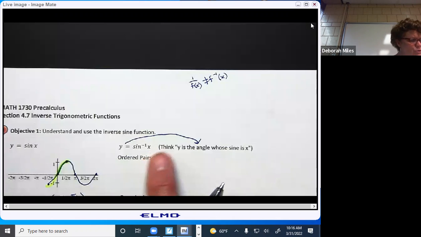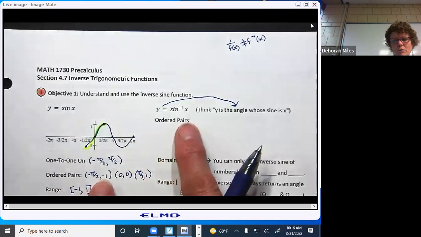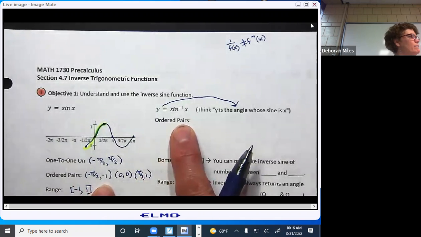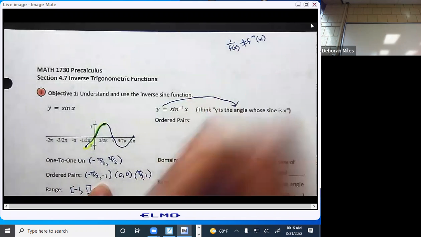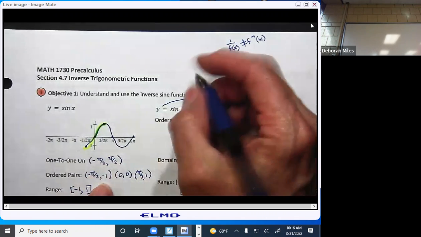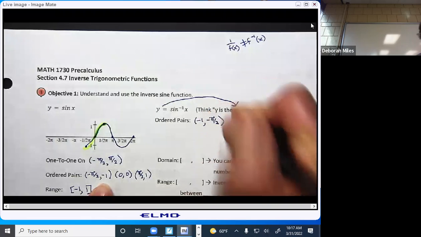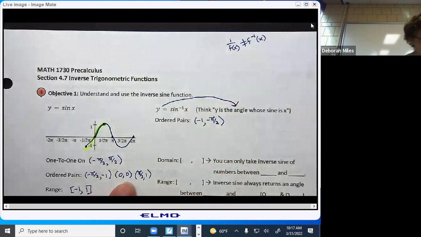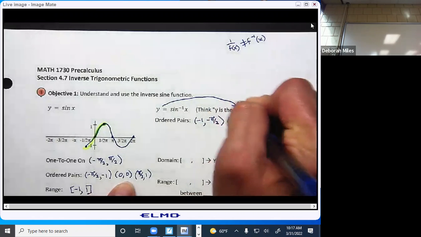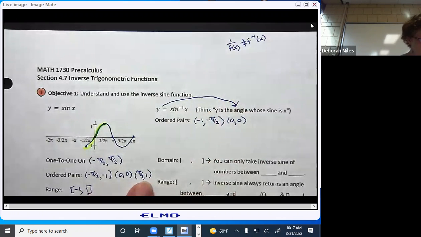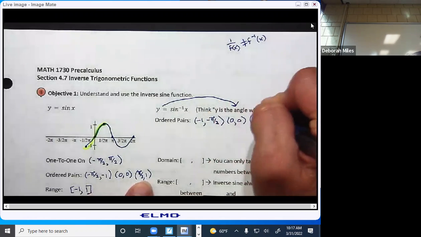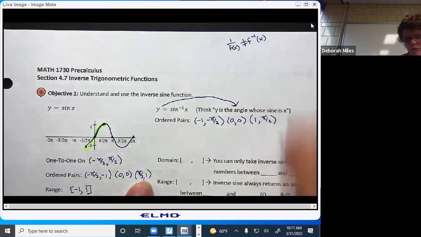Now, tell me something else you remember about inverse functions. What's true about the ordered pairs for inverse functions? Yeah, you just switch the x and y. So instead of -pi over 2, -1, inverse sine is going to have -1, -pi over 2. You switch 0, 0, and it's still 0, 0. You reverse pi over 2, 1, and it's 1, pi over 2.